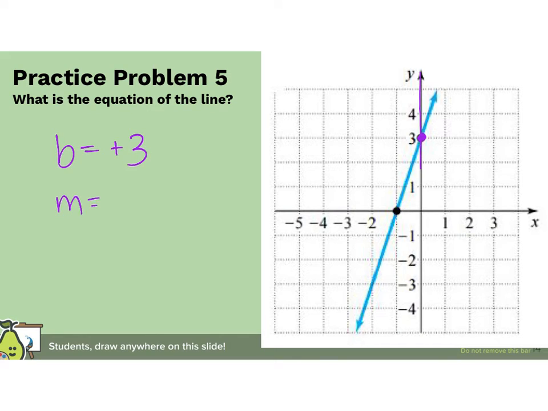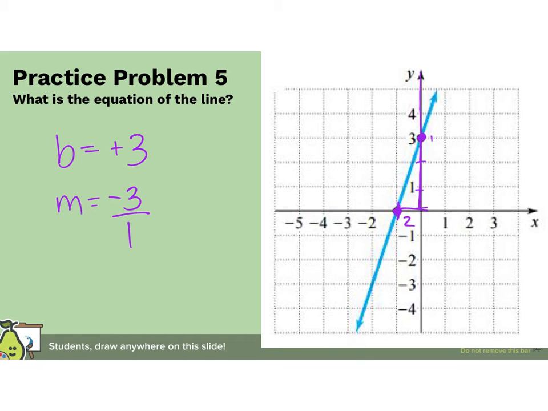What is my slope? How do I get from this first point down here to this second point? Well, I'm going down. So this is a negative sloping line, so put a negative. And how far down do we go? 1, 2, 3 is my numerator. How far to the right? Just 1. So the slope is negative 3, or negative 3 over 1.